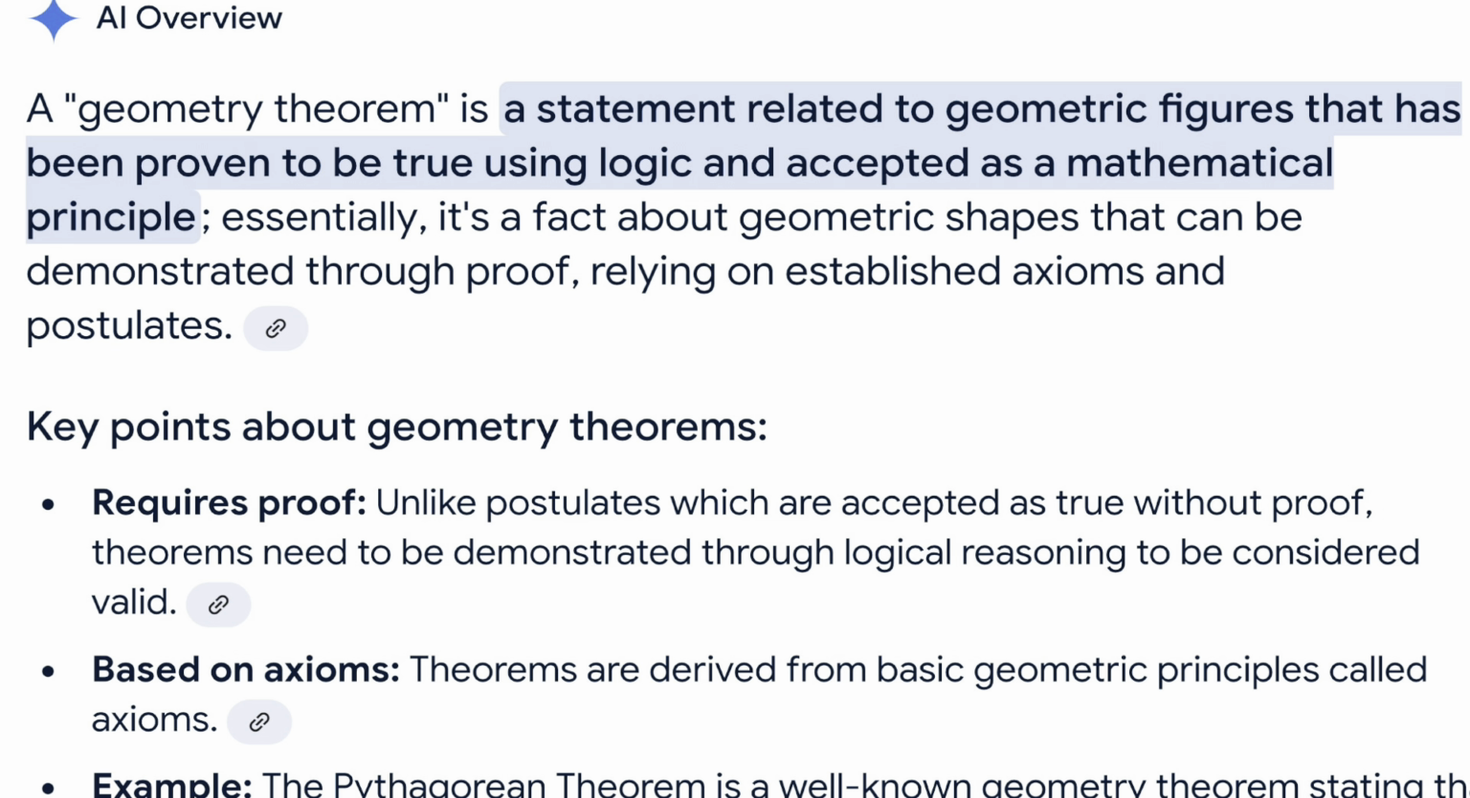Key points about geometry theorems. Requires proof. Unlike postulates, which are accepted as true without proof, theorems need to be demonstrated through logical reasoning to be considered valid. Based on axioms. Theorems are derived from basic geometric principles called axioms.